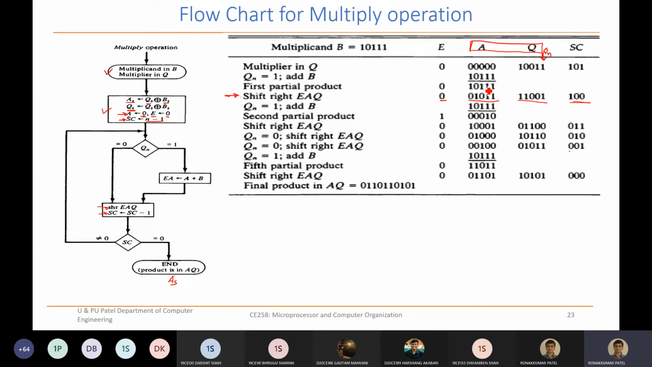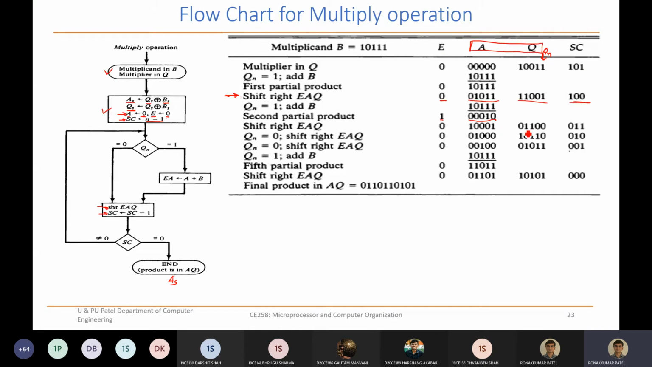So now A is 01011 plus B 10111. When we add it, it will generate this, and in E it will generate 1. What comes in E? 1. Right? So E and your A. Okay, so we have added. Now the next step is shift right EAQ. So now perform the shift right operation of E, A and Q. Nothing needs to be done with this.